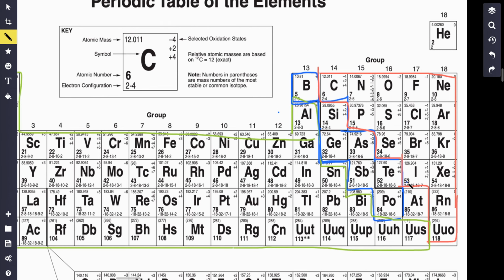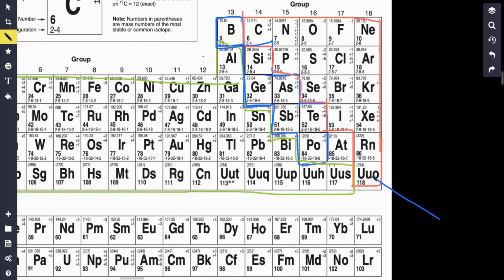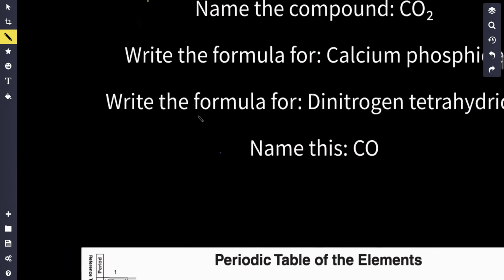Now, this element right over here is something known as astatine, but some people say that this is a metalloid. Some people say that this is a non-metal. So feel free to comment what you think about this element. All right, let's get to work.